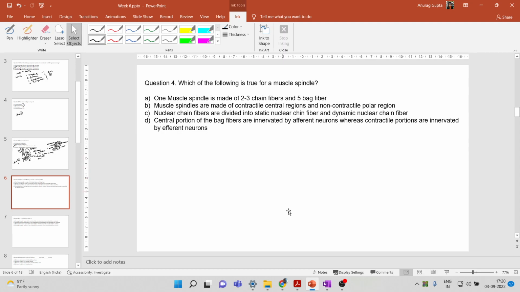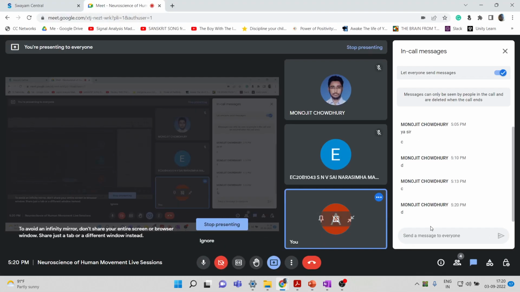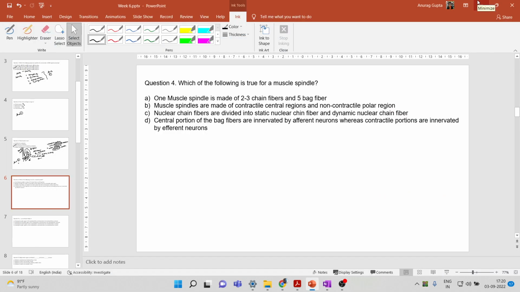Okay, let's look at the answer. Okay, Monojit is saying D. Okay, let's discuss this. So Monojit's answer was D. Which of the following is true for a muscle spindle?